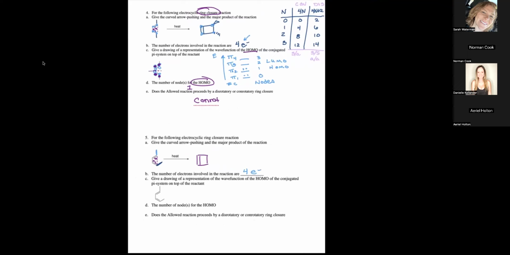So if there's 4 electrons in this reaction, is this going to be conrotatory or disrotatory? Conrotatory, exactly. I'm just going to circle that down there because we're answering these questions as we go. So if it's conrotatory, get your fists out with your thumbs up and then just choose. For this one on the top, I'm going to represent with my left hand, and this one on the bottom, I'm going to represent with my right hand.